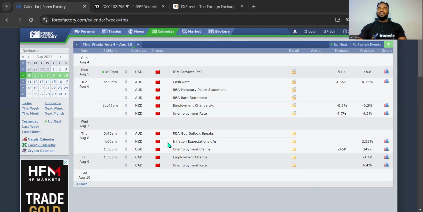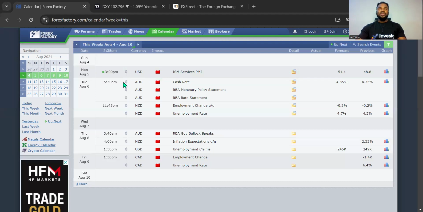So what are the opportunities we're looking forward to see this week? First, I will start with the fundamental as usual from forexfactory.com. I filter to see only the high impact news, and you can see on Monday, 5th of August, we have just one news for the US dollar at 3 p.m.